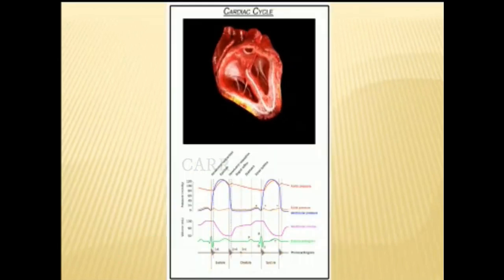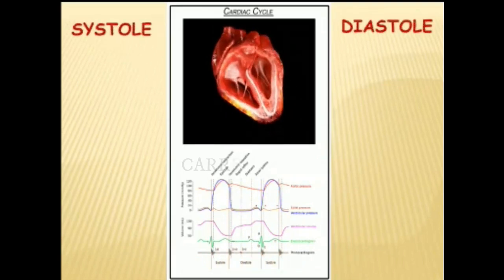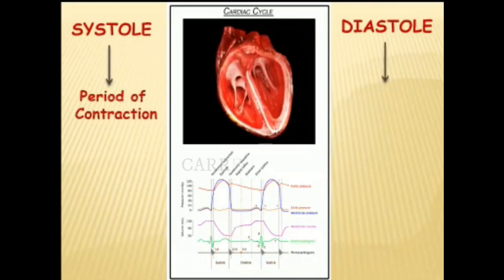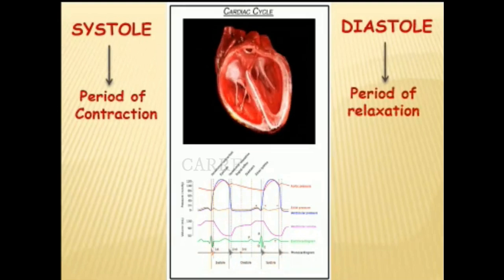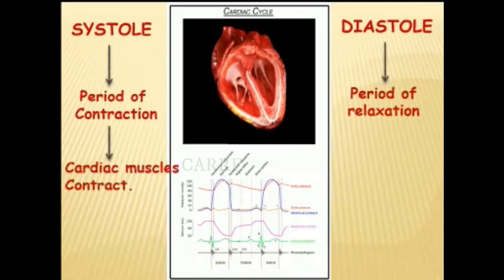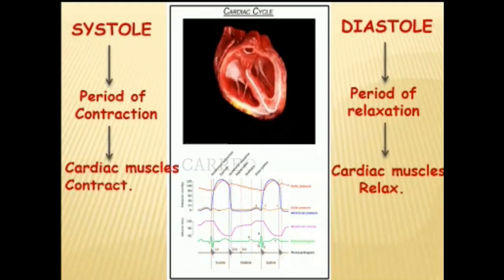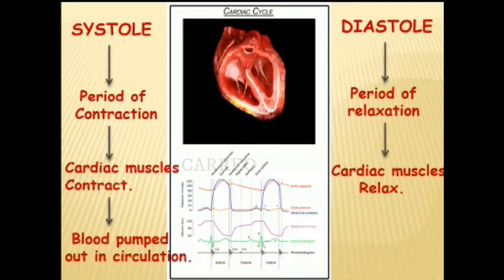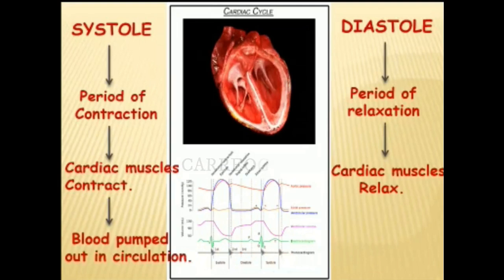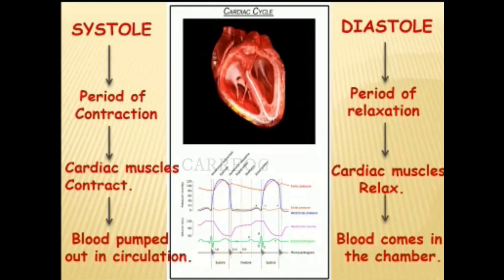In this process, it has systole and diastole. Systole is the period of contraction, whereas diastole is the period of relaxation. In the period of contraction, the cardiac muscle contracts, whereas in the period of relaxation, the cardiac muscle relaxes. When the cardiac muscle contracts, the blood is pumped out in the circulation, whereas when the cardiac muscle relaxes, blood comes in the chamber of the heart.